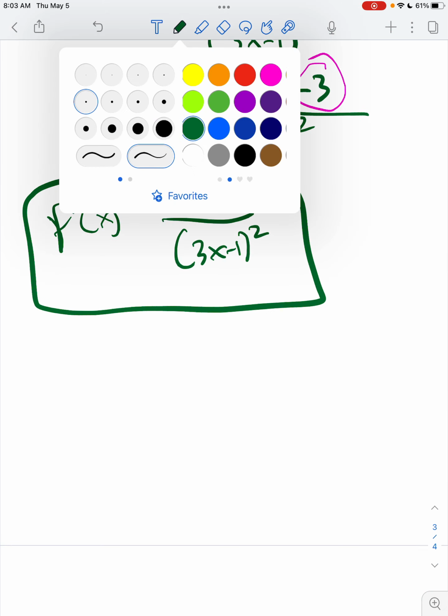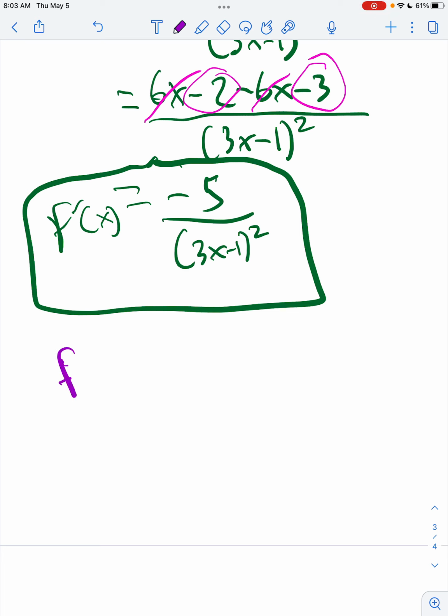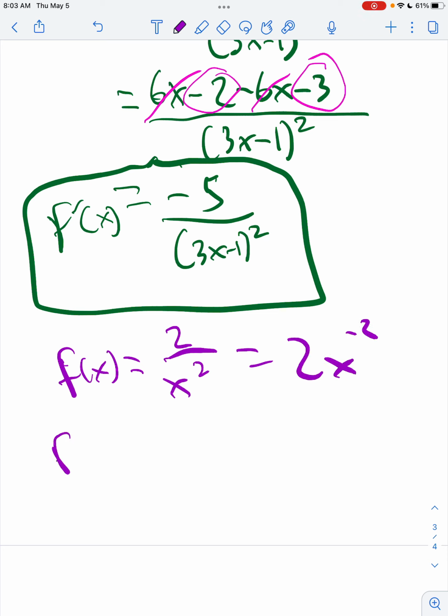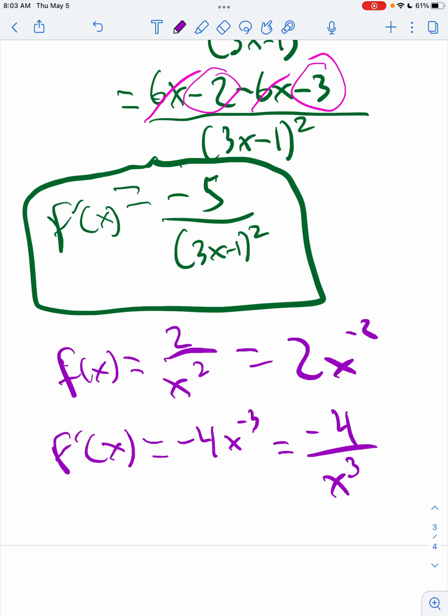Anytime you can use your exponent rules to change the problem so you don't have to use the quotient rule, it's kind of faster, right? If we write this like this, we can just use our power rule: I'm going to bring this 2 down. 2 times negative 2 is negative 4. Negative 2 minus 1 is negative 3. So this would equal negative 4 over x to the third.